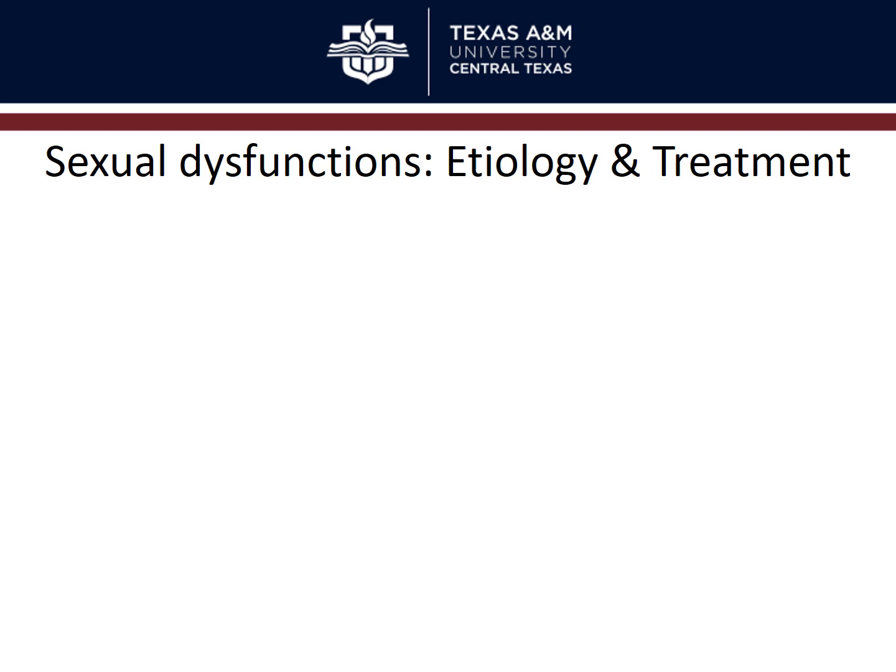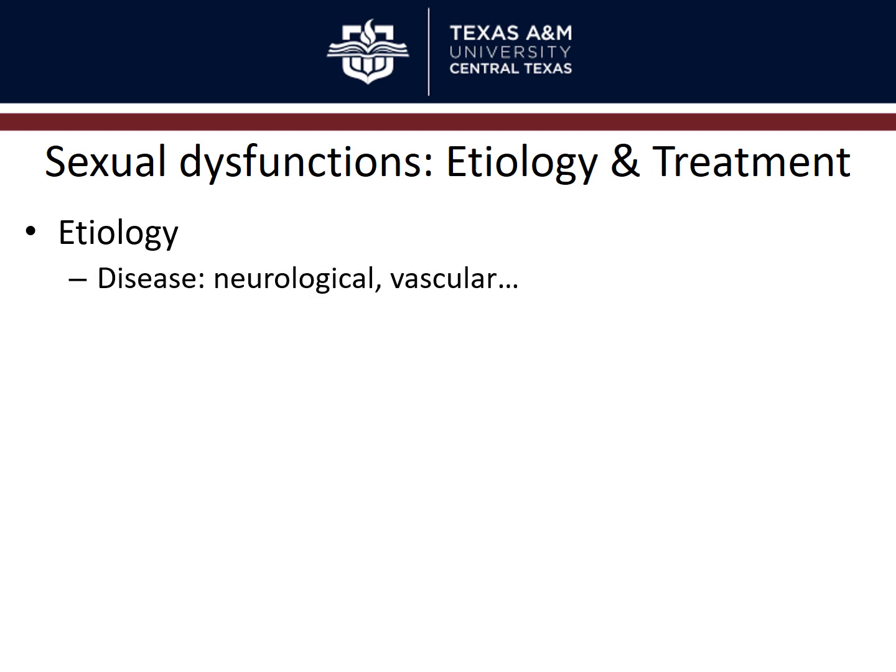In terms of why these things happen and what people can do about it, the etiologies for sexual dysfunctions are incredibly varied. Lots of different ways to get to these destinations. But it can sometimes include disease processes, those involving neurological disruptions, right? Because for the sexual response cycle to work properly, you have to have proper innervation, proper neurological functioning. If you don't, that can change things.